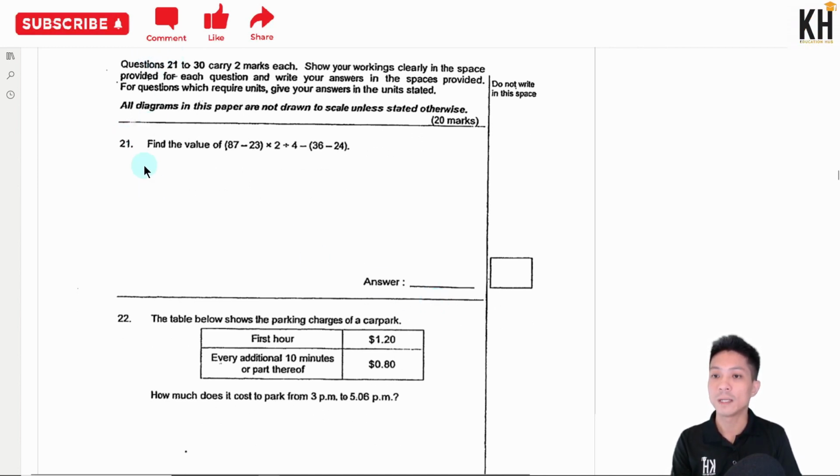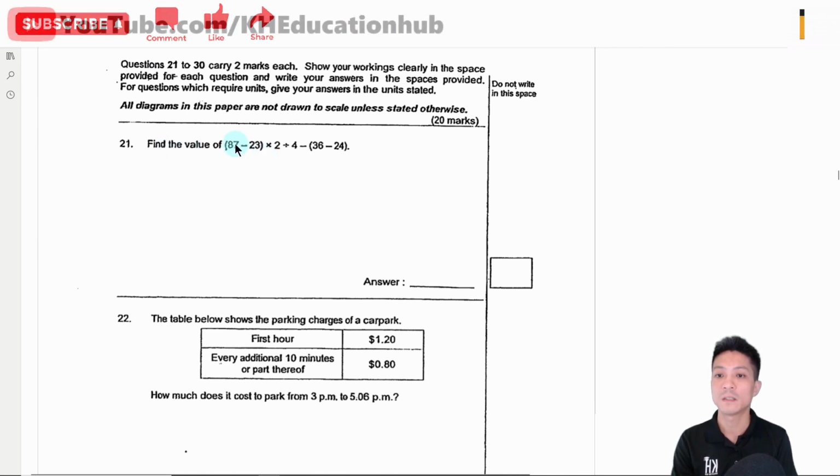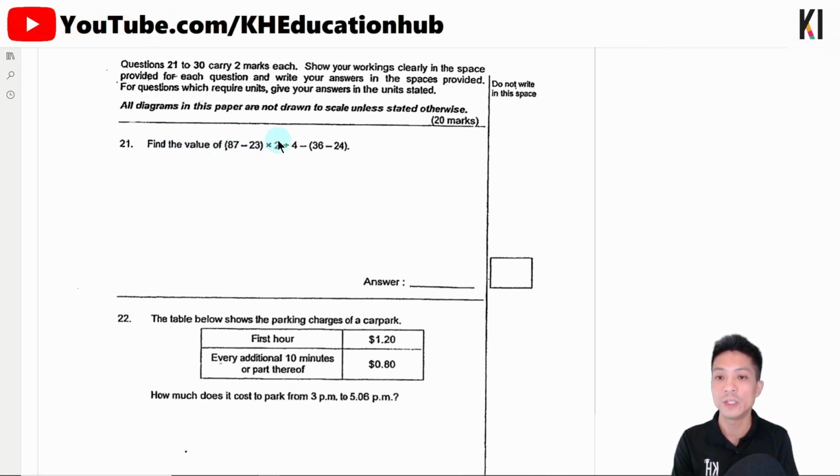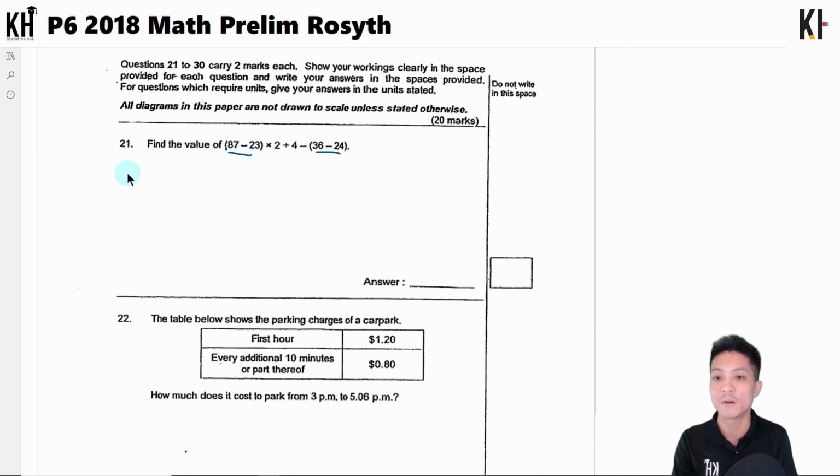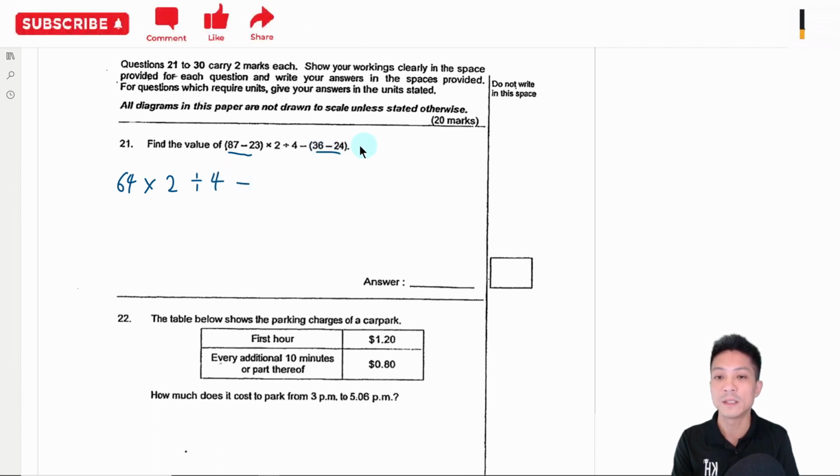Okay, question 21. Find the value of 87 minus 23 bracket multiplied by 2 divided by 4 minus the bracket of 36 minus 24. Okay, so the first thing we need to do is we're going to simplify the bracket first. 87 minus 23 will give me 64. Okay, 64 times 2 divided by 4 minus 12. Right, 36 minus 24 will give me 12, yes.